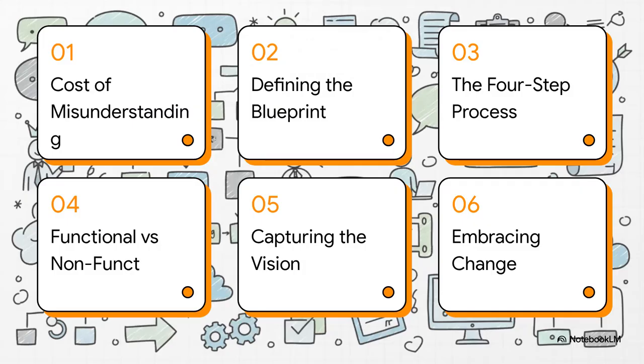Okay, so here's our game plan for today. We'll start by digging into that cost of getting things wrong. Then we'll nail down what a requirement actually is. We'll walk through the four-step process, get really clear on functional versus non-functional types, look at how to capture the vision, and finally, we'll talk about why you have to embrace change.